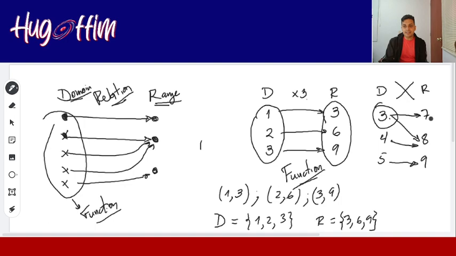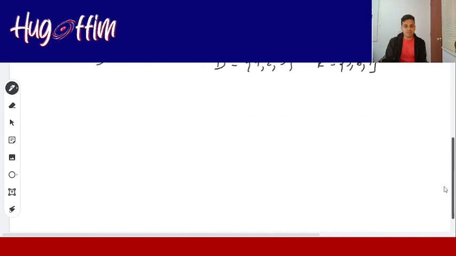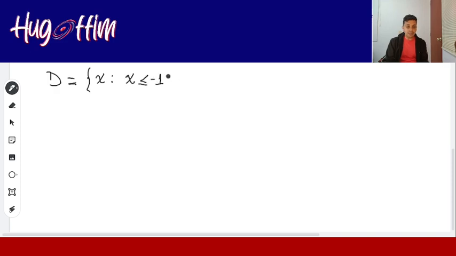How do we write it in set form? In this case, we write it as x defined as all the x that are less than or equal to -1, and all the x that are greater than or equal to 1. This is how we define the domain.